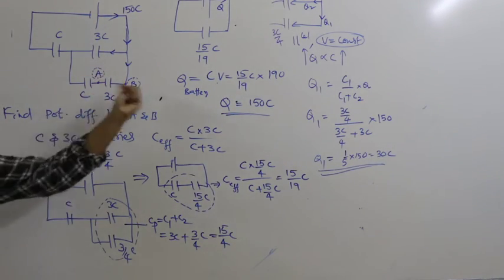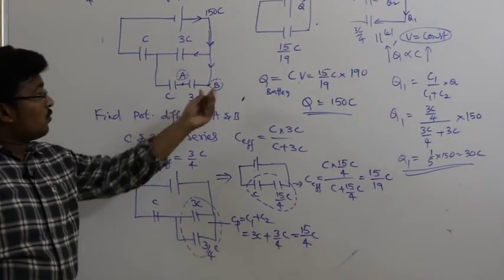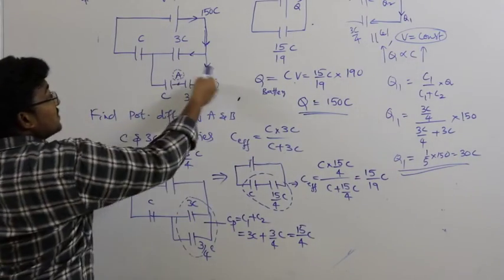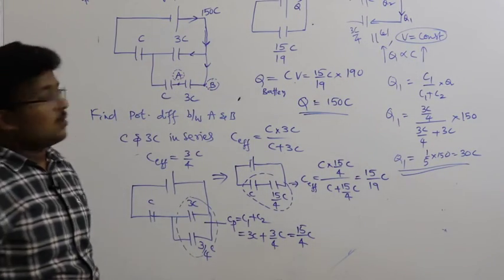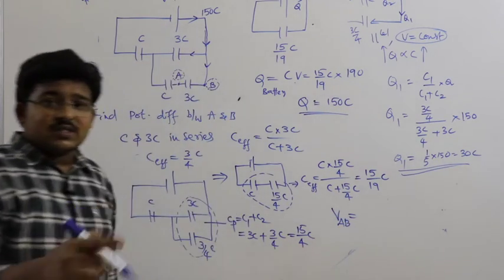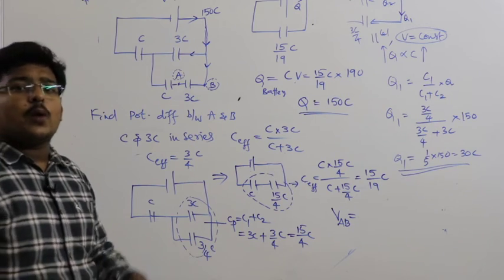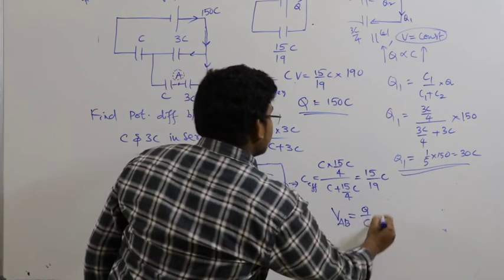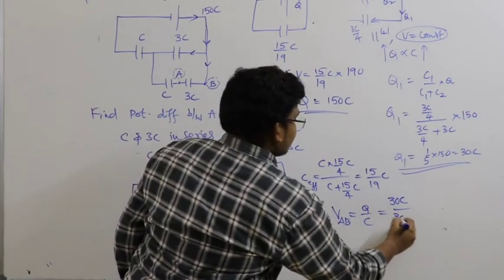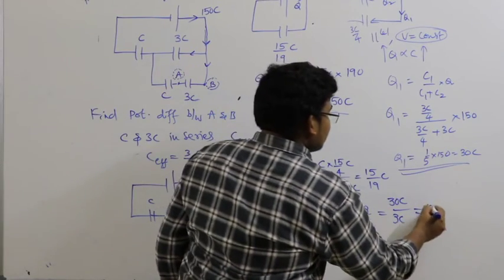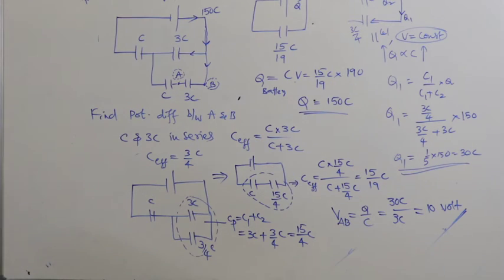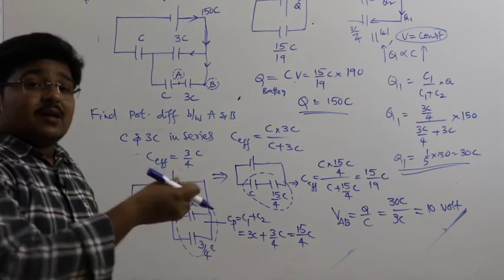Now we know the charge passing: in that 150, 30 coulombs is passing. Now what is the potential drop? The potential difference AB, you know Q is equal to CV, so V is equal to Q upon C. The charge is 30C by C, so they both cancel. Now what is the voltage drop? 10 volt.